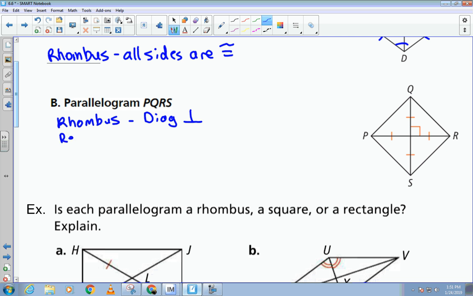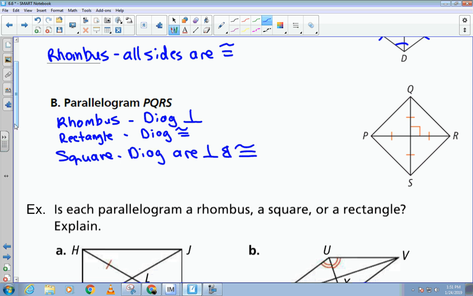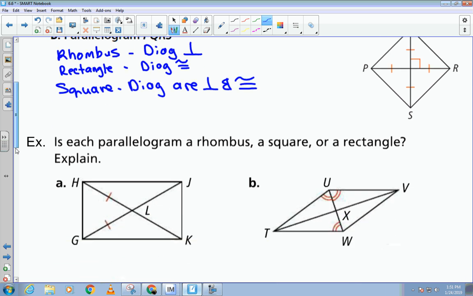It is a rectangle because the diagonals are congruent. So because the diagonals are congruent and they're perpendicular, it is a square. Good.